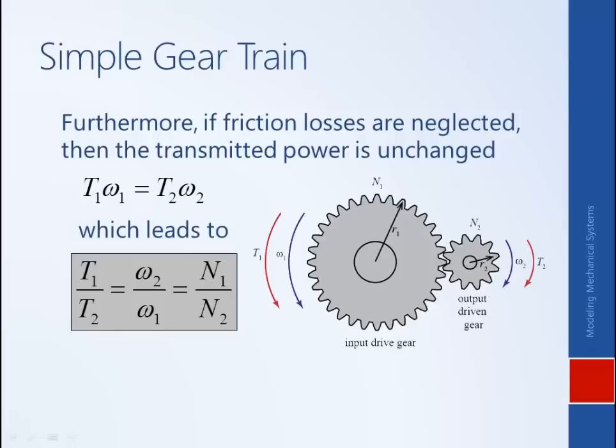And so what we see here is that there's a trade-off between speed and torque. So if this larger gear is our input gear, the output gear will rotate at a faster speed, but with a smaller output torque than the input torque. So that's the trade-off. You get a higher speed but with less torque. The opposite is true if your input gear is the smaller gear and the output gear is the larger gear.